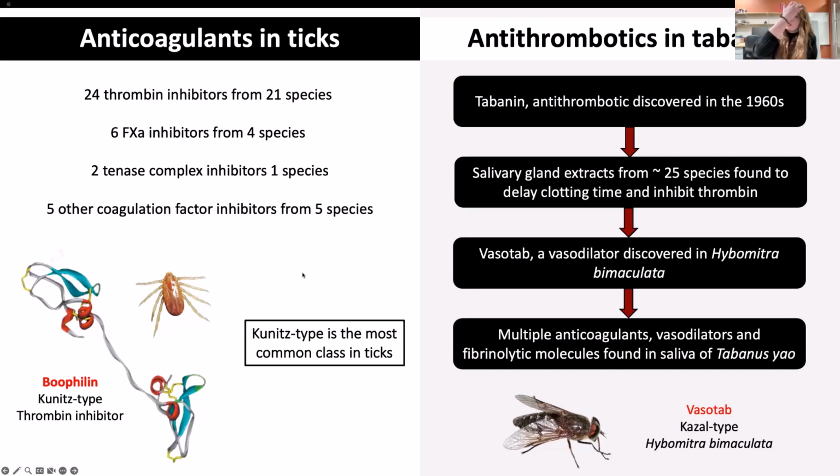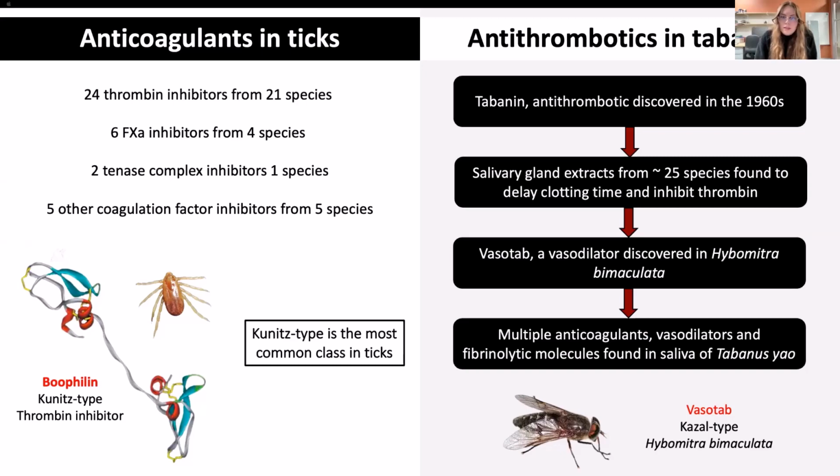Comparatively with the tabanids, not really much has been done on them. So there's only around 8 papers that look at the saliva and salivary glands of these biting flies. And they haven't really focused on anticoagulants, but rather all antithrombotics as a whole. So the first thing we ever found was tabanin, which was discovered in around the 1960s. Then in the late 90s to early 2000s, there were a couple of papers that looked at the salivary gland extracts from around 25 different species of tabanids, and they found that they delayed clotting time and also inhibited thrombin.